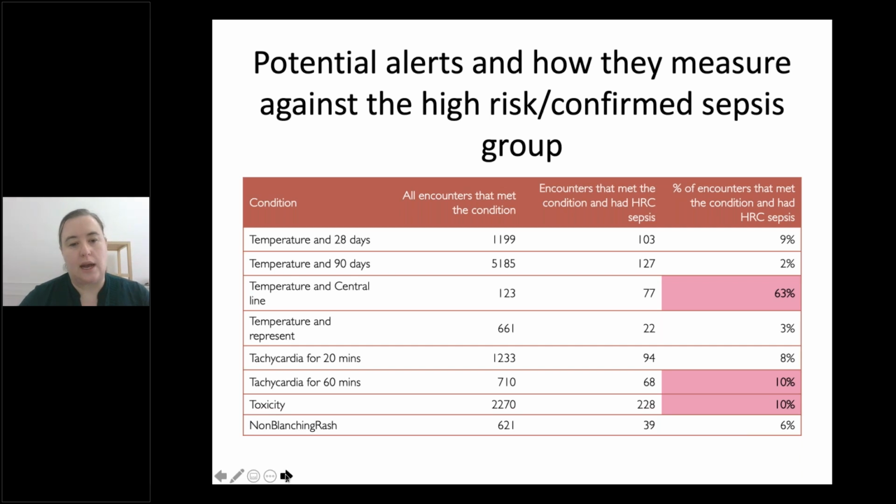What is a bit more interesting is we looked at tachycardia for 20 minutes or 60 minutes. The guidelines state for sepsis someone that has persistent tachycardia, but it doesn't actually define what persistent tachycardia is. So we've looked at 20 minutes and 60 minutes to see which one yielded better results, and they're quite similar. The 60 minutes is a little bit more, at 10%. We're also looking at signs of toxicity, because that's key for identifying children that have sepsis. At the moment we're working through these different alerts that we could potentially put in that would help junior clinicians identify these patients.